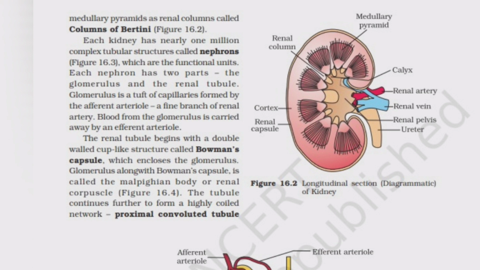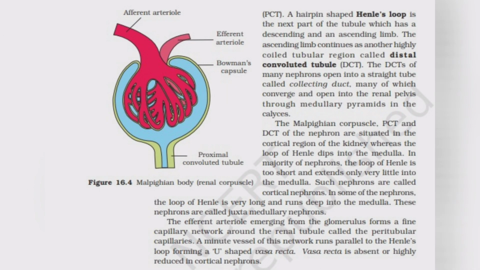The tubule continues further to form a highly coiled network, the proximal convoluted tubule, PCT. A hairpin-shaped Henle's loop is the next part of the tubule, which has a descending and ascending limb. The ascending limb continues as another highly coiled tubule region called the distal convoluted tubule, DCT. The DCTs of many nephrons open into a straight tube called the collecting duct, many of which converge and open into the renal pelvis through medullary pyramids in the calyces. The Malpighian corpuscle, PCT and DCT of the nephron are situated in the cortical region of the kidney, whereas the loop of Henle dips into the medulla.